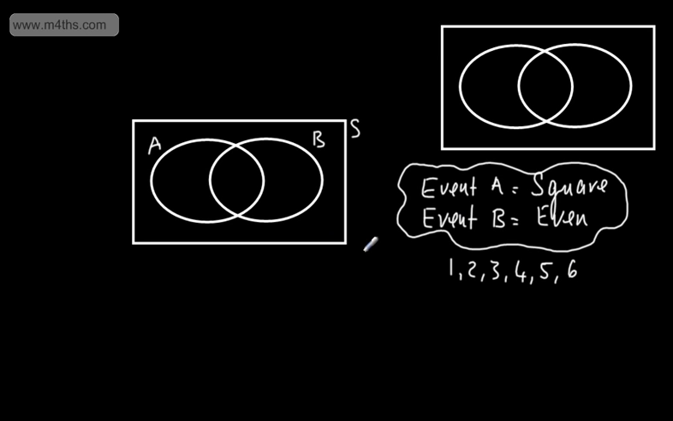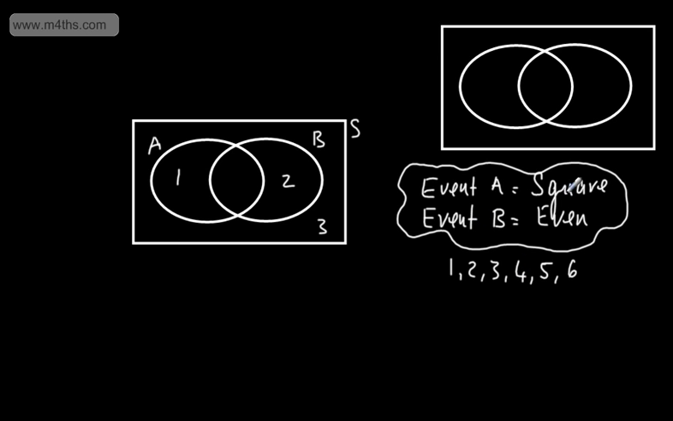So where do each of these go? Well, let's start with the number 1. Is 1 square? Yes, it is. Is it even? No, it's not. So it's going to go in A only. If we look at 2, 2 is an even number, but it's not square. So that's going to go in B only. If we look at the number 3, this is neither square nor is it even, so it would go on the outside of the two ellipses.